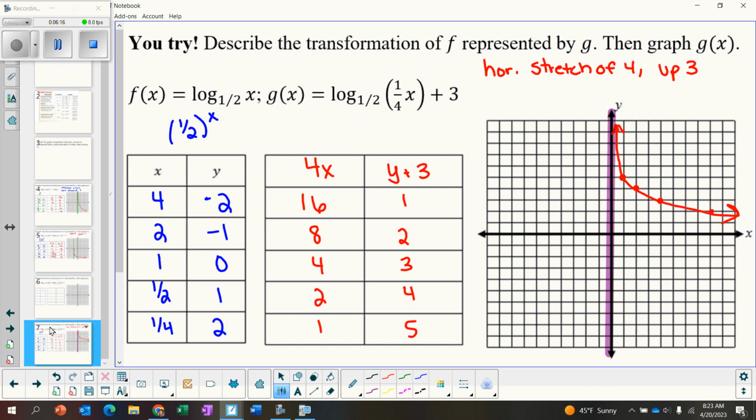All right, so this was starting out as 1/2 to the x, and then I had a horizontal stretch of 4 and moved up 3, so that was 4 times x and y plus 3. My asymptote stayed at x equals 0 because I wasn't adding or subtracting anything to the x, and that's my graph. And that is section 6.4, transformations of logarithmic functions.